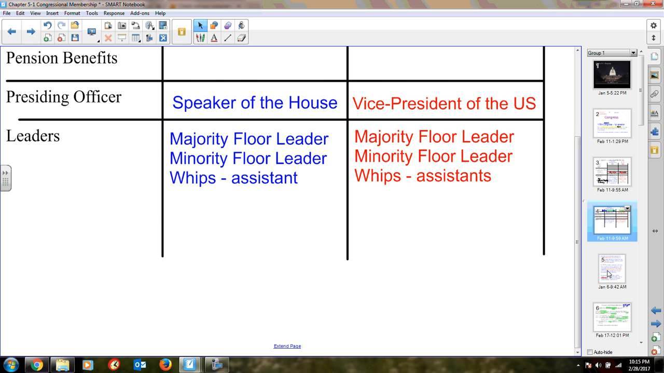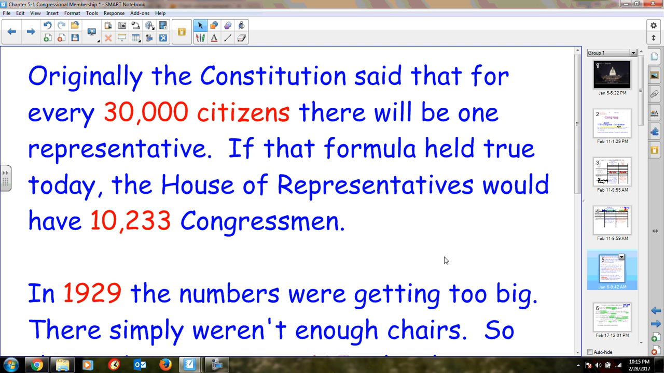Okay? So we're going to move on here and talk about how do you figure out how many representatives every state has. Originally in the Constitution, it said that for every 30,000 citizens, there should be 1 representative. And in 1929, that would have been 10,200. If that would be held true today, there would be 10,233 congressmen. Obviously, if we don't think they get done with anything in 435, there's no way with over 10,000 anything would get done.